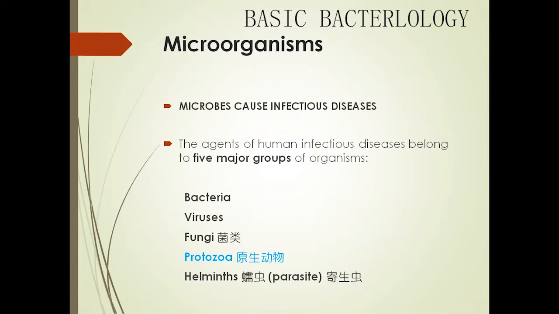Mainly, we have five big groups. We will talk about them one by one. But the most commonly seen groups are bacteria and virus. These two are the bigger groups. Then we have fungi, and certainly some others we will talk about later. Generally, we separate them into five groups of microorganisms.